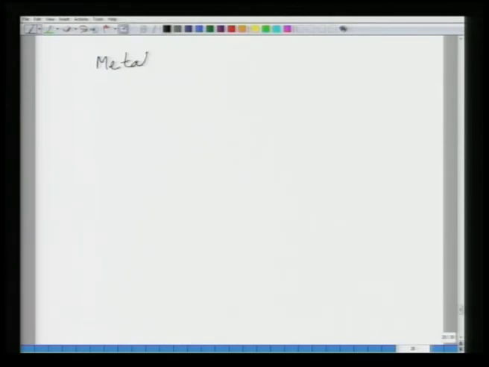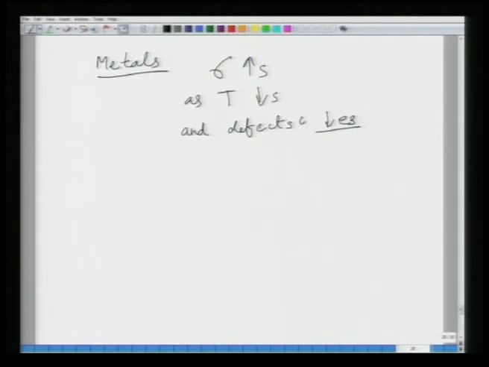So, in metals, conductivity increases as temperature decreases and defects decrease, let us say defect concentration decreases.